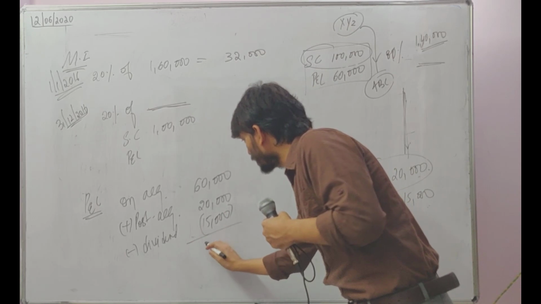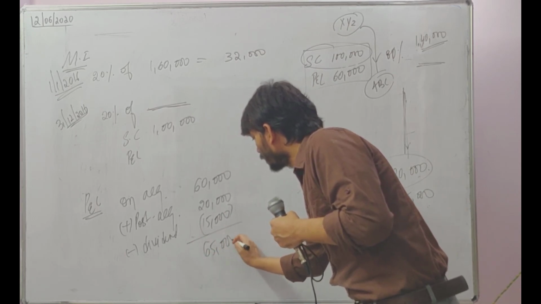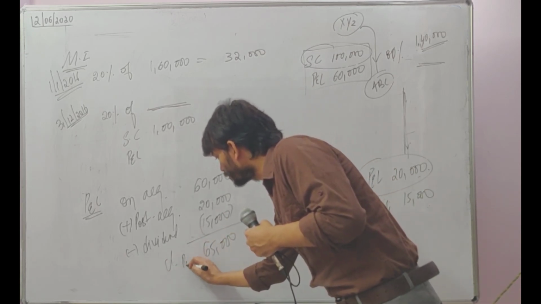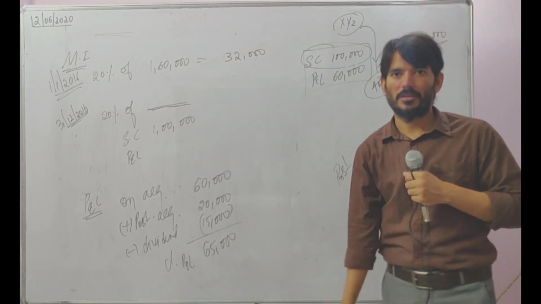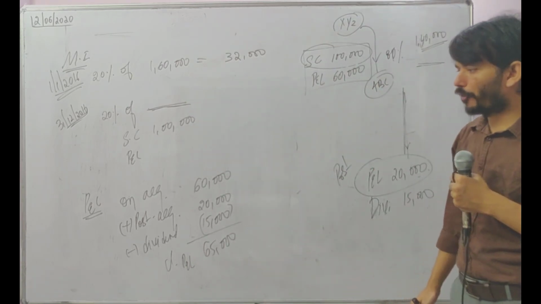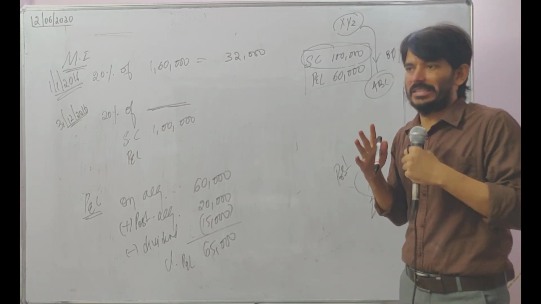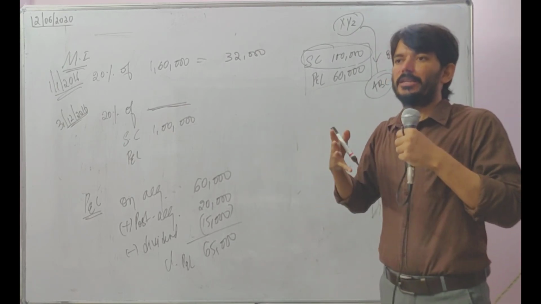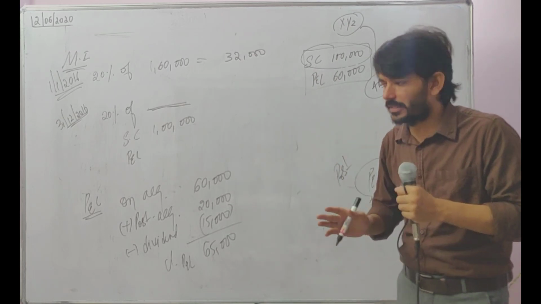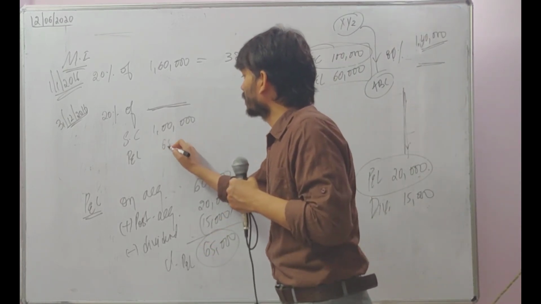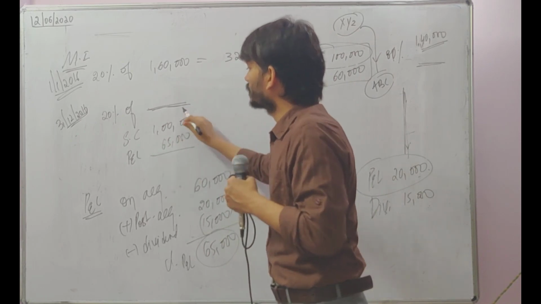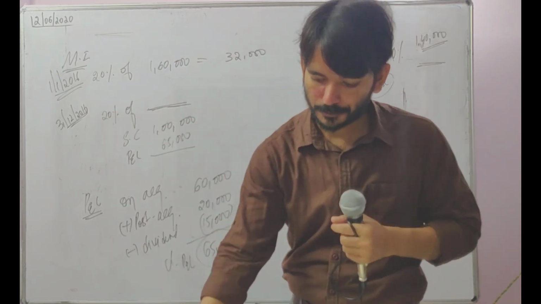So in effect, I can say 65,000 is my closing P&L as on the date of consolidation. Understand, it's not like a formula. Today P&L is 60,000. When I'm earning profit, it is increasing. When I'm declaring dividend, it is decreasing. So ultimately it is coming to 65,000. So 65,000, I'll write it here. So total it is 1,65,000 into 20%.